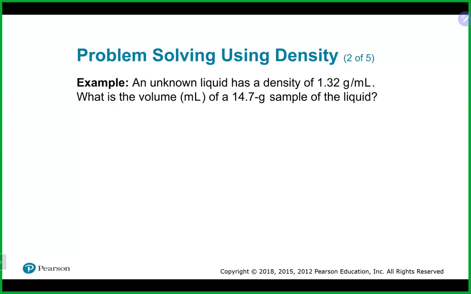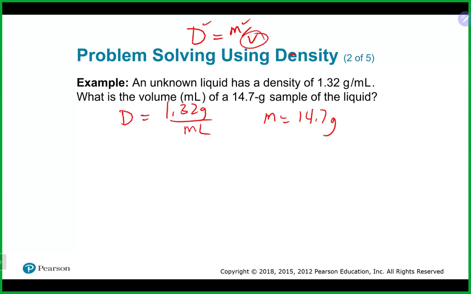So let's try this one. An unknown liquid has a density of 1.32 grams per milliliter. What is the volume of a 14.7 gram sample of this liquid? So we want to think about our density equation, which is density equals mass over volume. We are given the density, which is 1.32 grams per milliliter. We also have the mass given to us, which is 14.7 grams. So clearly volume seems like a pretty good thing to solve for.